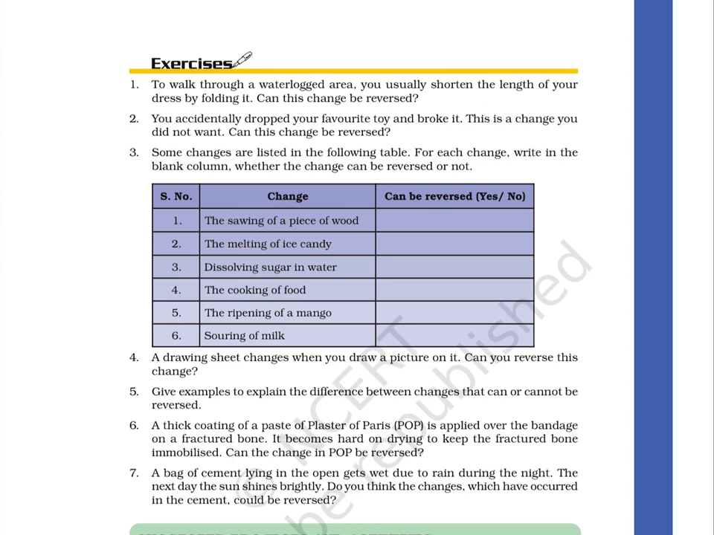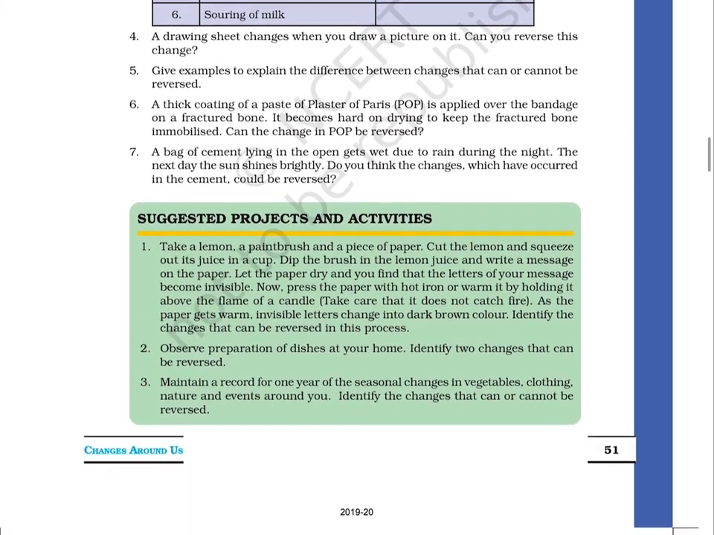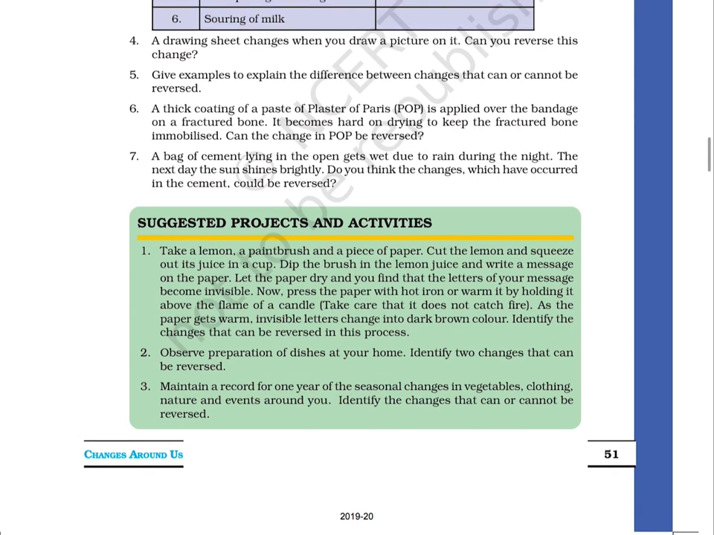5. Give examples to explain the difference between changes that can or cannot be reversed. 6. A thick coating of a paste of plaster of Paris, POP, is applied over the bandage on a fractured bone. It becomes hard on drying to keep the fractured bone immobilized. Can the change in POP be reversed?